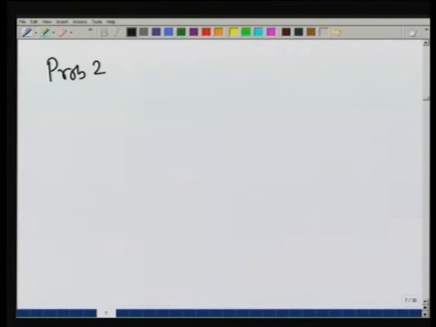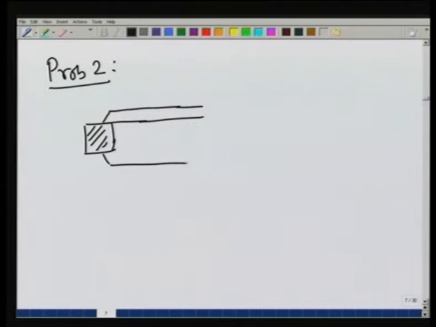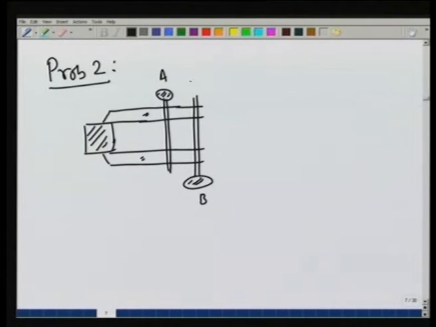Let us solve one more problem, and this is, suppose we have a block of wood or steel and it is being clamped by tightening the screws on these two clamps. So, here is one screw A, here is the other screw B, and they are being tightened in opposite directions.